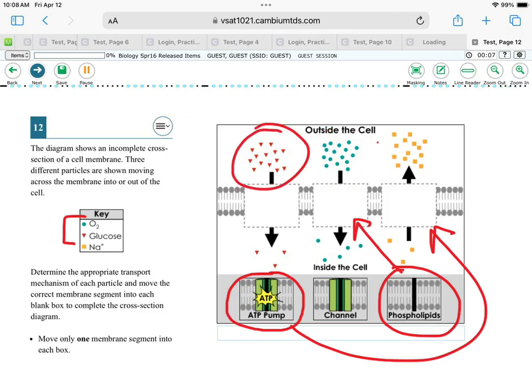This stuff, we're told, is glucose, and glucose is a little bit bigger. It would need some kind of channel to move into the cell. That's it.